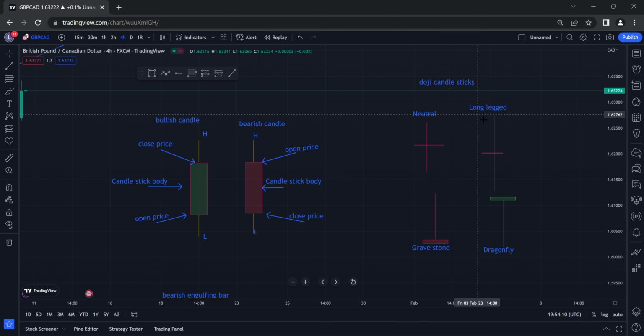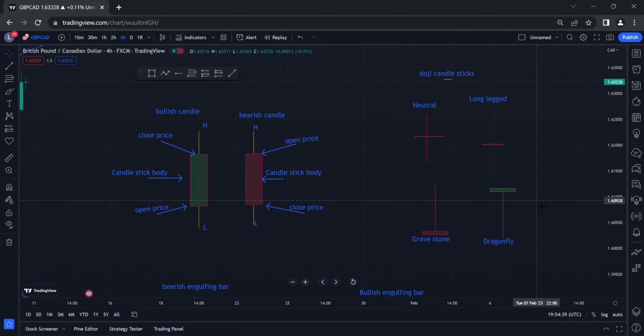Then the long leg doji, it opened here in the middle. It went up for some time, then it came back into the middle, then it went down a bit, also for a long time, then it came back in the middle. The difference between the long leg doji and the neutral doji is that the long leg doji has higher wicks, and the neutral doji has smaller, shorter wicks.